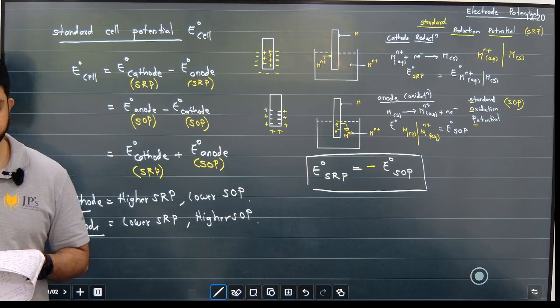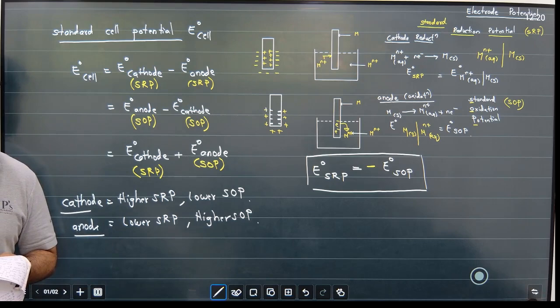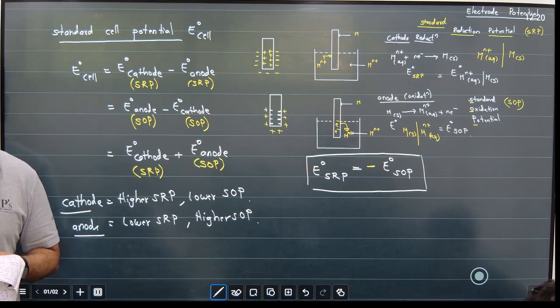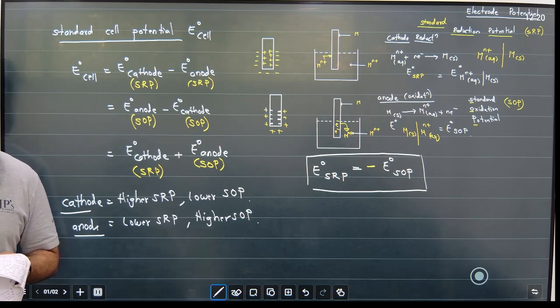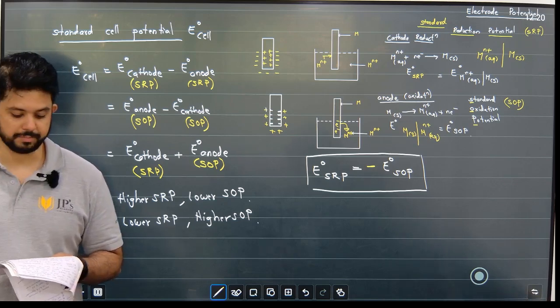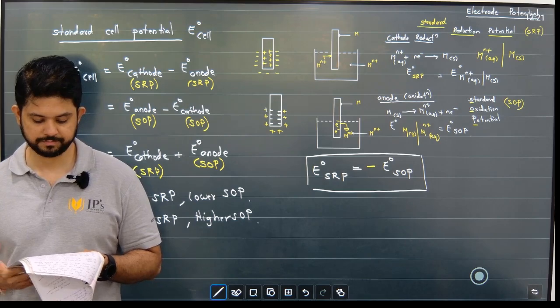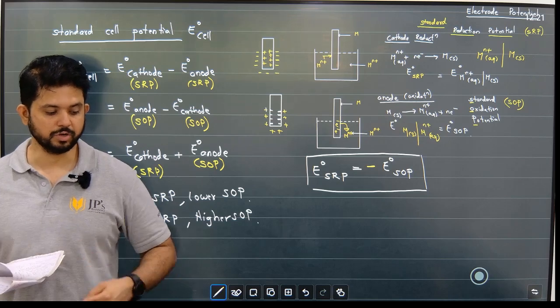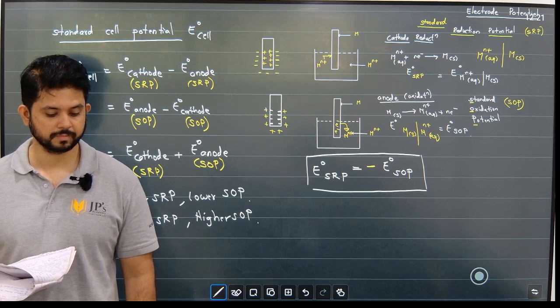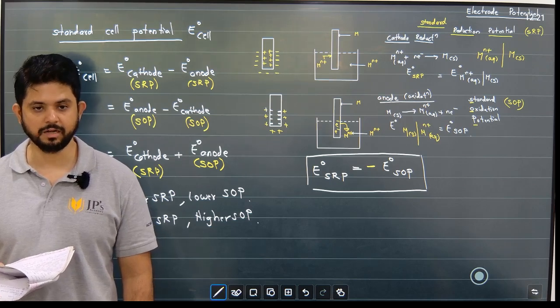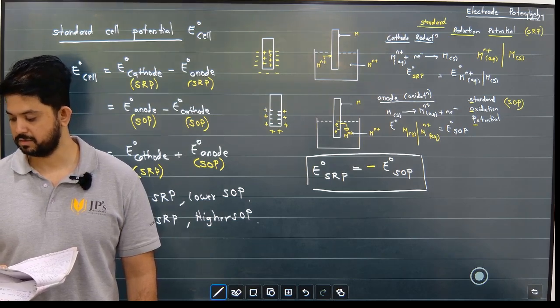Next point. At unity concentration, 298 Kelvin, 1 atm pressure, the potential of the electrode is known as standard electrode potential.